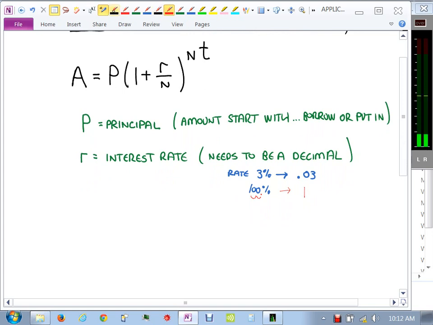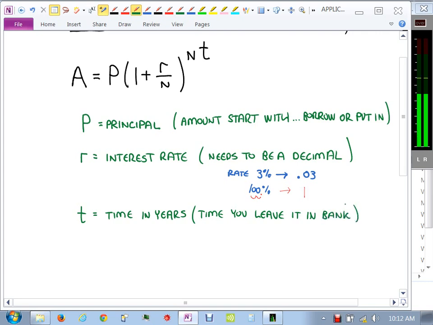And then let me do T next. T is the time in years. And this is basically the time you leave it in the bank, or how long you have to pay it off. It's always measured in years, though.